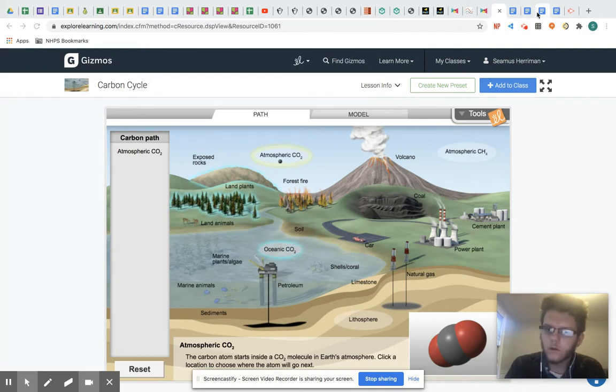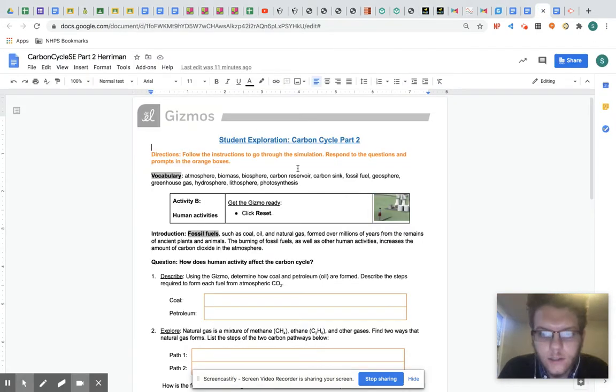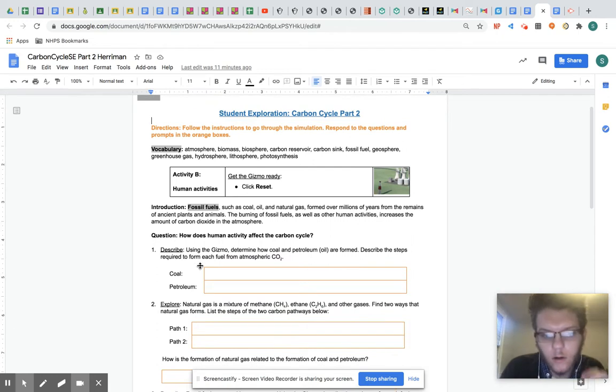So, you have your link to go into the carbon cycle, and you have this worksheet that you're going to be working to fill out. The first thing it mentions in the worksheet is fossil fuels, which are coal, oil, and natural gas, which were formed millions of years ago from the remains of ancient animals and plants. When humans burn them for energy, it puts more carbon dioxide in the atmosphere. So we're going to look at how humans affect the carbon cycle.